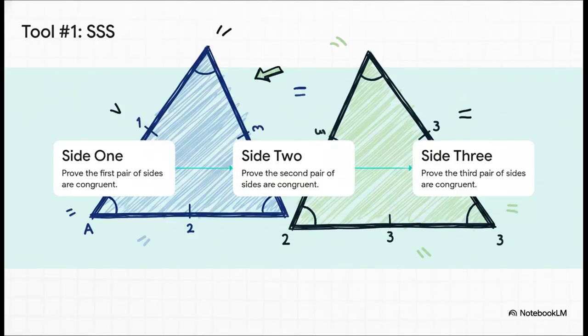Tool number 1 is side, side, side, or SSS. This one is the most straightforward. If you can just show that all three sides of one triangle are the exact same length as the three sides on the other triangle, you're done. That's it. They are guaranteed to be congruent.